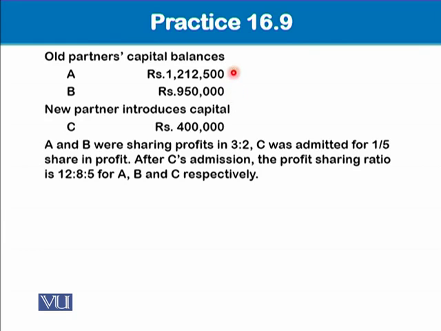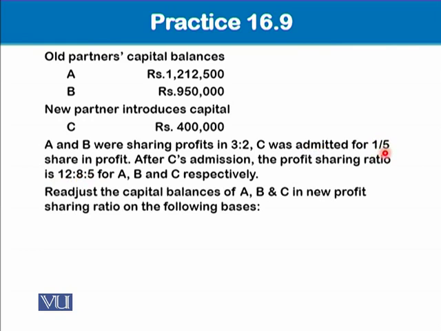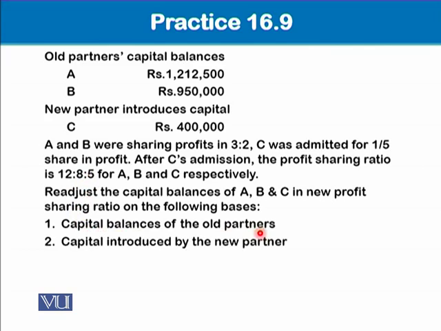This is the old capital. This is the amount of capital introduced by C. This is the old profit sharing ratio. And this is the new profit sharing ratio. C was admitted for 1/5. Just underline these few points and see what happens next. We have to readjust the capital of A, B, and C in the new profit sharing ratio on the following basis. And the bases are, look, the new profit sharing ratio is also given. It's not an issue. Simple multiplication would be done. But the bases are: the capital balance of the old partners is the base, number one. Or the capital introduced by the new partner is the base.